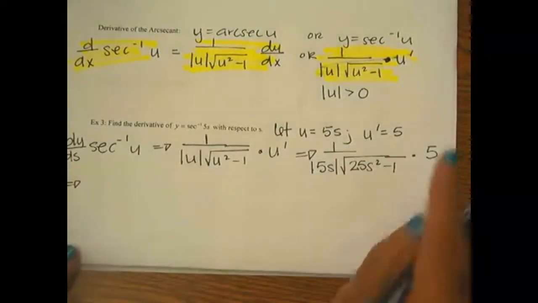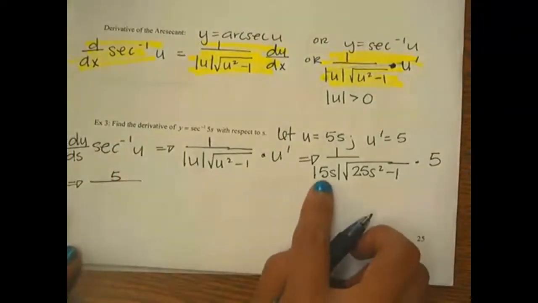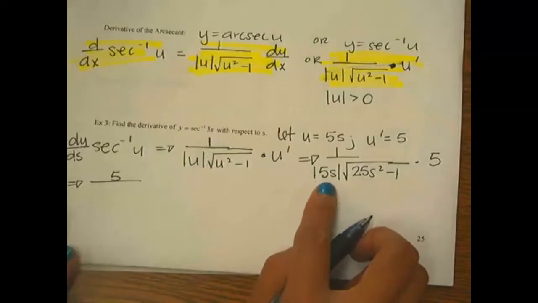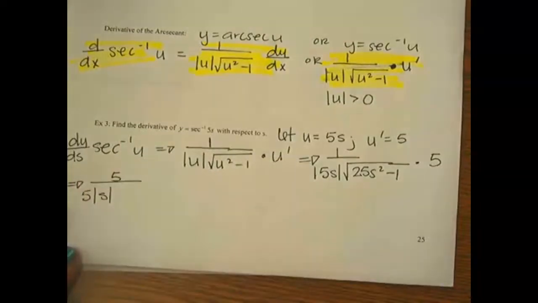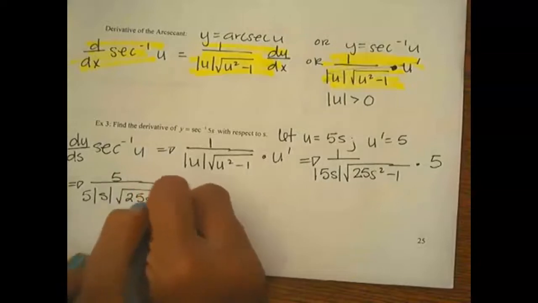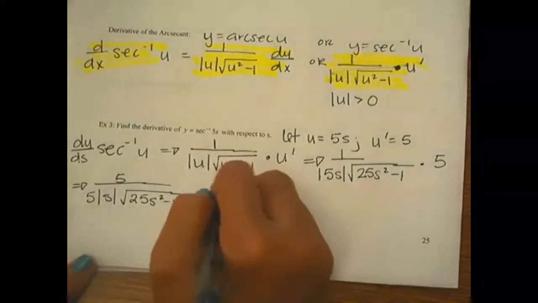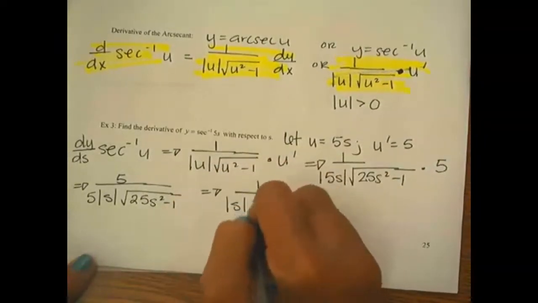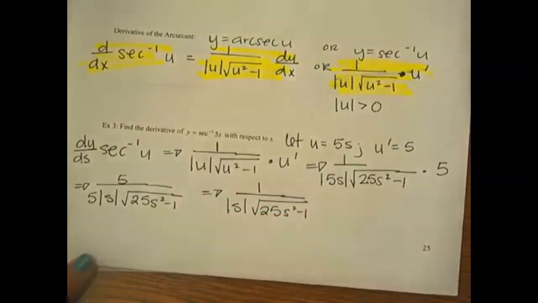I'm going to put this in the numerator, so that's 5 over absolute value of 5x. Absolute meaning that I'm just going to make everything positive, but 5 will always be positive, so you can definitely take that out. Square root of 25x squared minus 1. Well, the 5 and the 5 can cancel, so now I'm going to end up with a 1 over absolute value of x times square root of 25x squared minus 1.